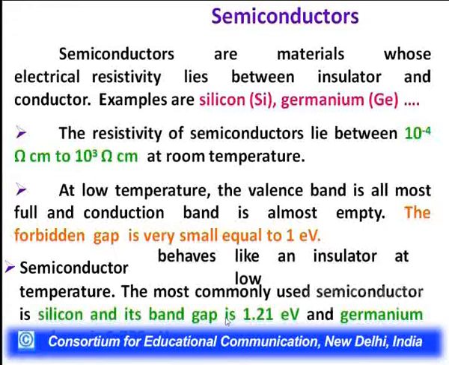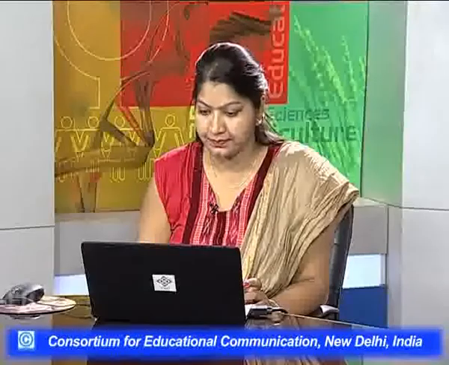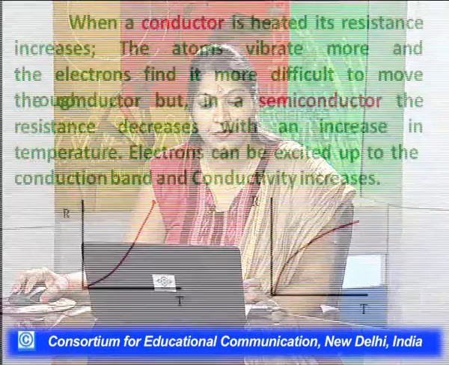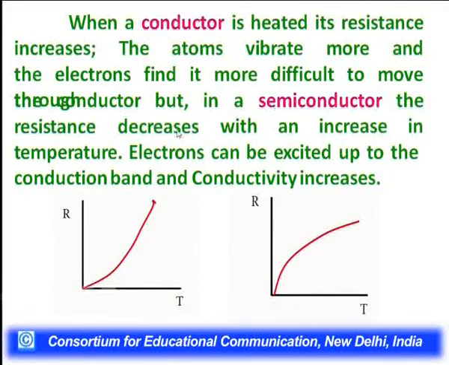The most commonly used semiconductor is silicon, which has a band gap of 1.21 electron volt, and germanium has a band gap of 0.785 electron volt. When a conductor is heated, its resistance increases. The atoms vibrate more and the electrons find it more difficult to move through the conductor, but in a semiconductor, the resistance decreases.